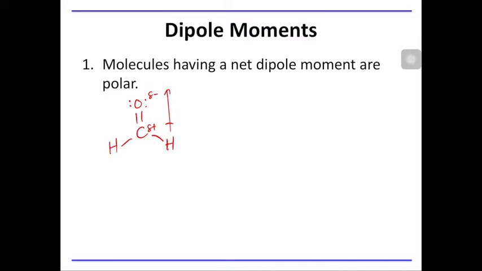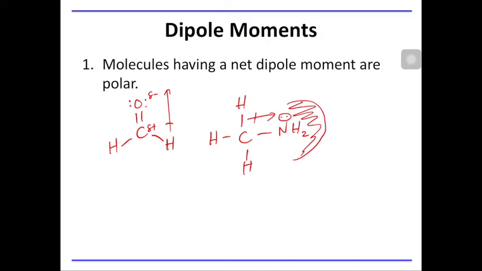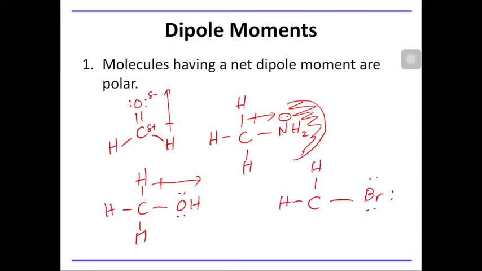Let's have another example. We have an amine. Nitrogen is electronegative. Aside from that, it also has a non-bonding electron pair. This region here is an area of high electron density, meaning the dipole moment points in this direction. Let's have another example. We have methanol. In methanol, oxygen also has higher electronegativity and it has two lone pairs, meaning it assumes a region of high electron density, so the dipole moment also points in this direction. And finally, we have an alkyl halide. We have bromomethane, and of course, bromine is relatively electronegative and it has three lone pairs, meaning the dipole moment also points to the direction of bromine. Therefore, these molecules having a net dipole moment are polar.